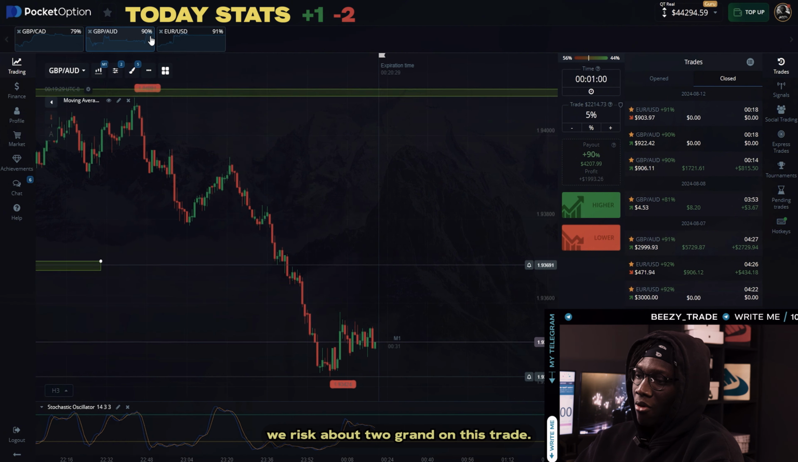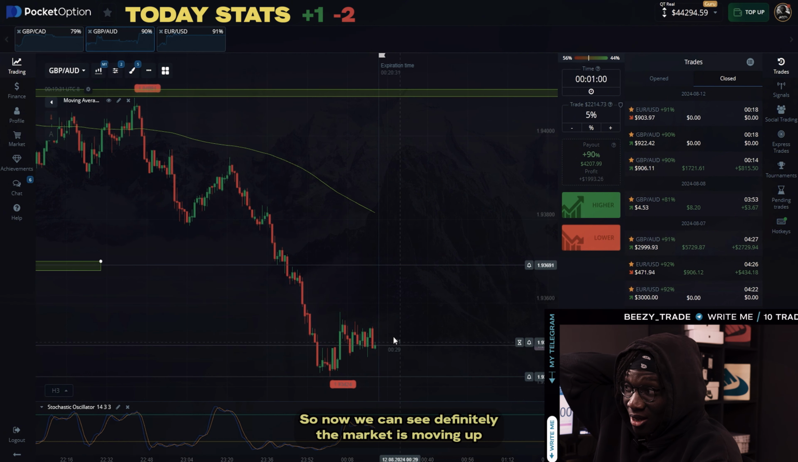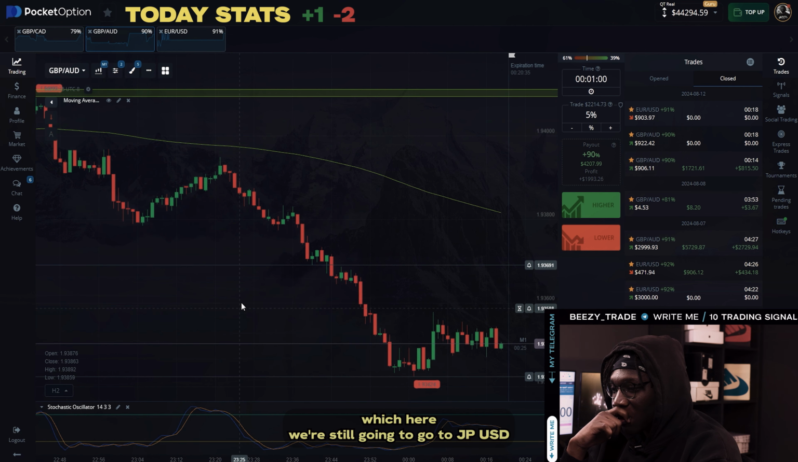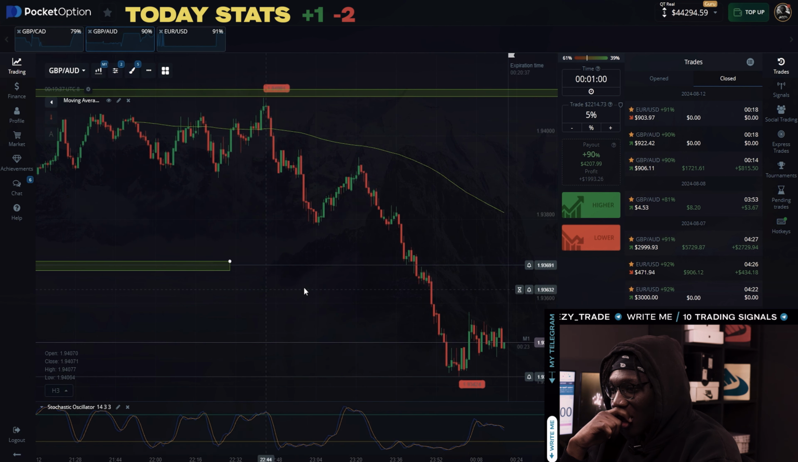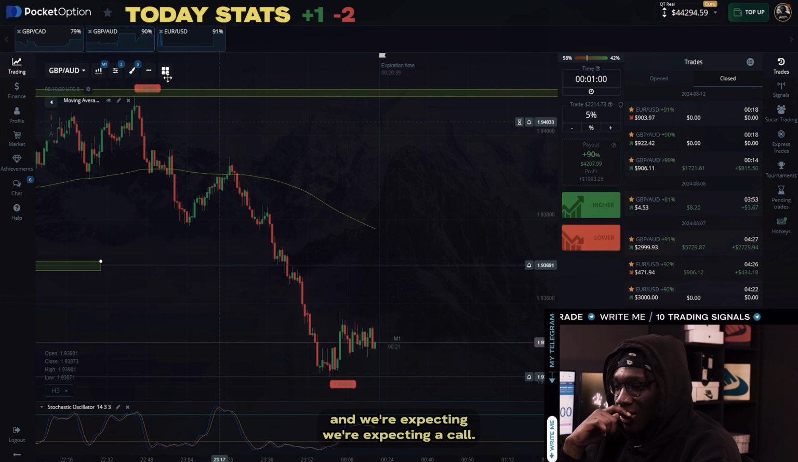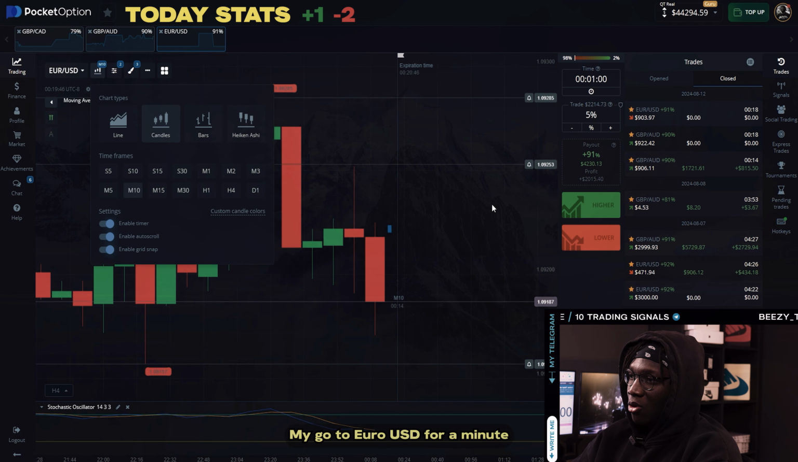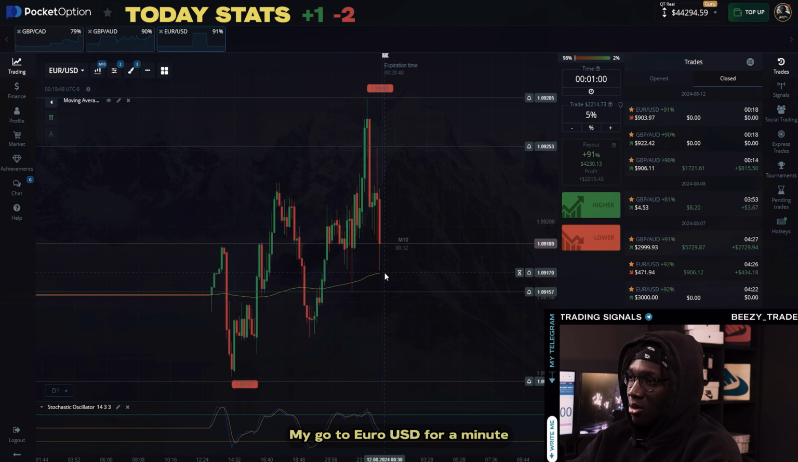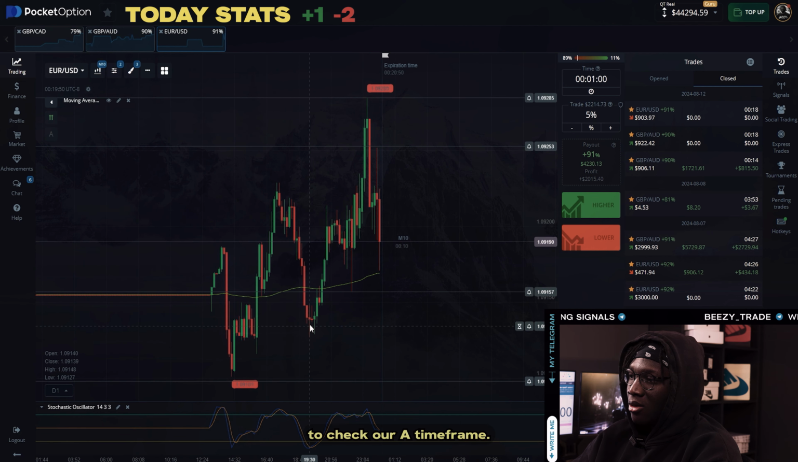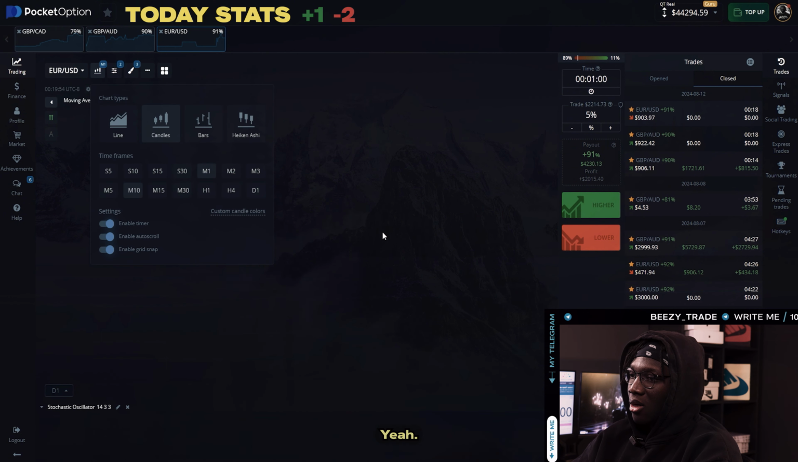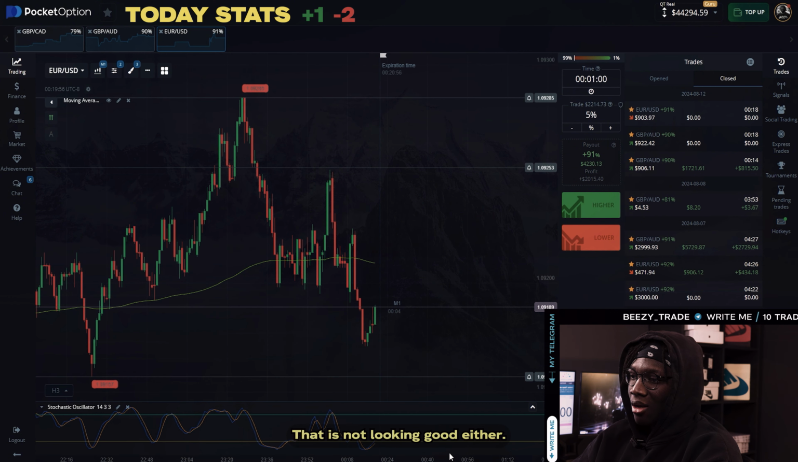We'll risk about $2 on this trade. So now we can see definitely the market is moving up. Here we're still gonna go to JPY USD, and we're expecting a call. We're expecting to enter a call right here. I might go with Euro USD for a minute. Let's check our high time frame, M10. Yeah, that is not looking good either.